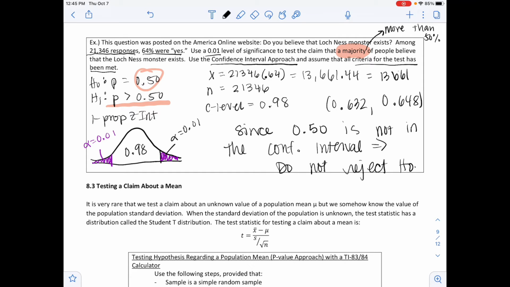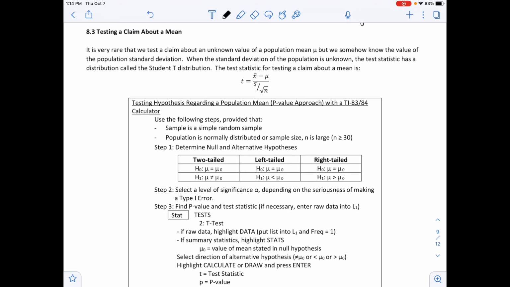And so from here we could write a conclusion and say that there is not sufficient evidence at the alpha equals 0.01 level of significance to conclude that a majority of people believe in the Loch Ness Monster existing. I don't have enough space to write it down, but again, feel free to write down your own conclusion in your own words, but it should be along the lines of there is not sufficient evidence at the alpha equals 0.01 level of significance to conclude that, and then our alternative hypothesis is a majority of people believe that the Loch Ness Monster exists.